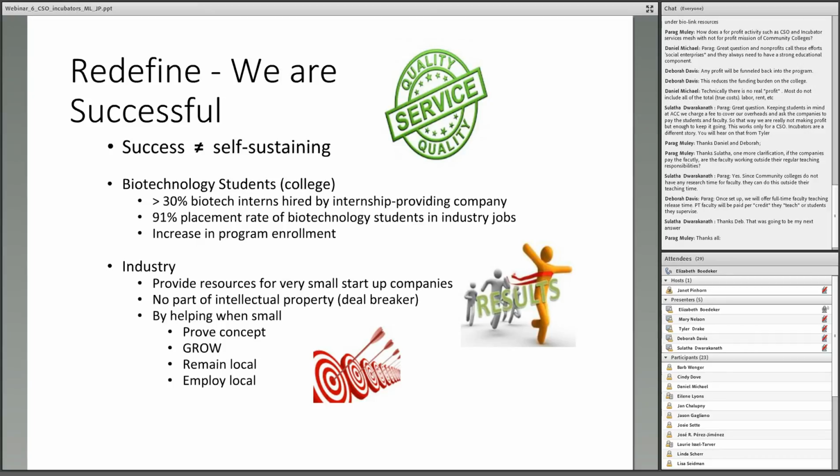And so we have great opportunities for our biotechnology students. We've got 30% of our biotech interns that intern with a company end up getting hired by that company in full-time positions. And I think that's a really nice, almost like a direct line to employment, which makes everyone happy. Overall, though, our biotechnology students, with that workplace learning being a really key part of this, we have a 91% placement rate of our graduates in industry jobs.